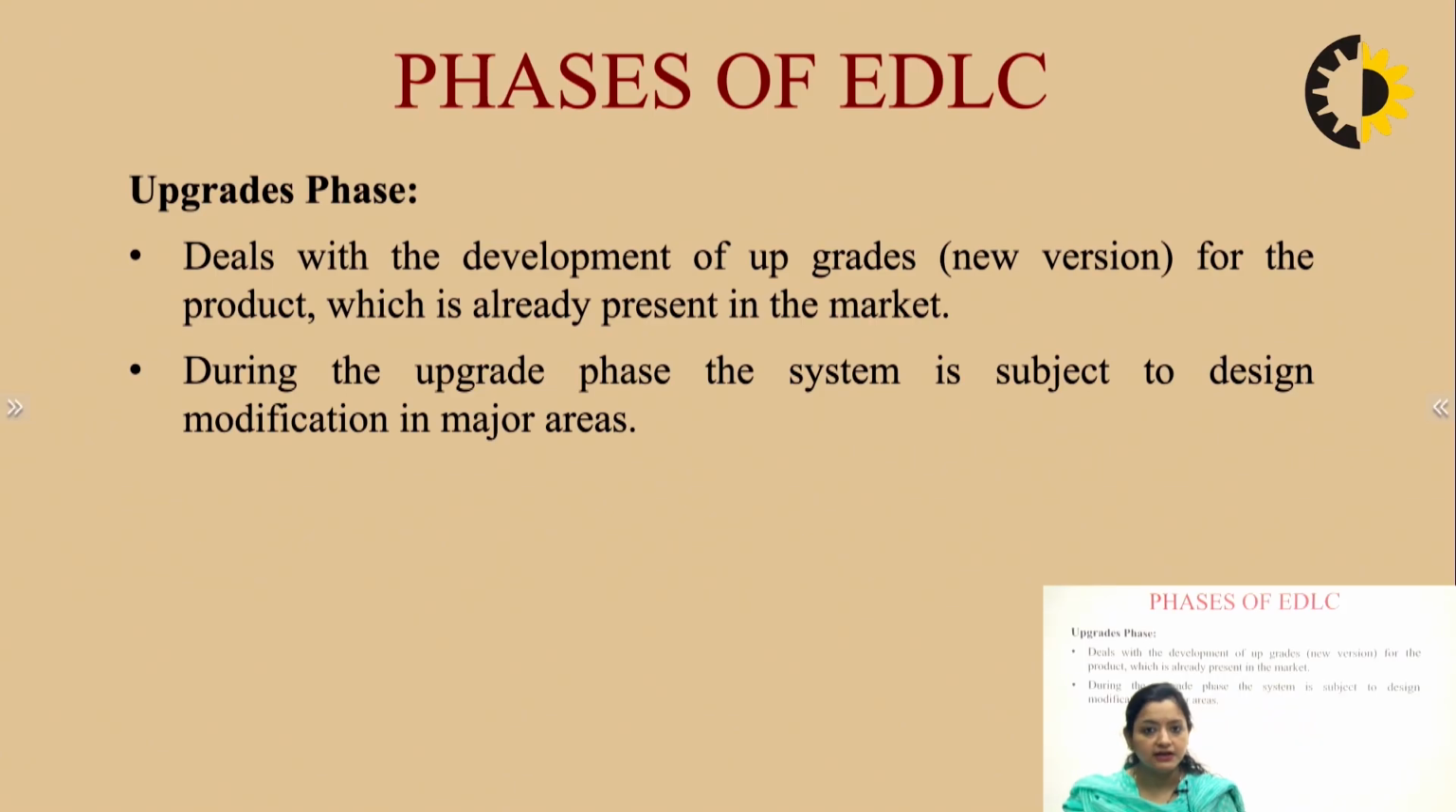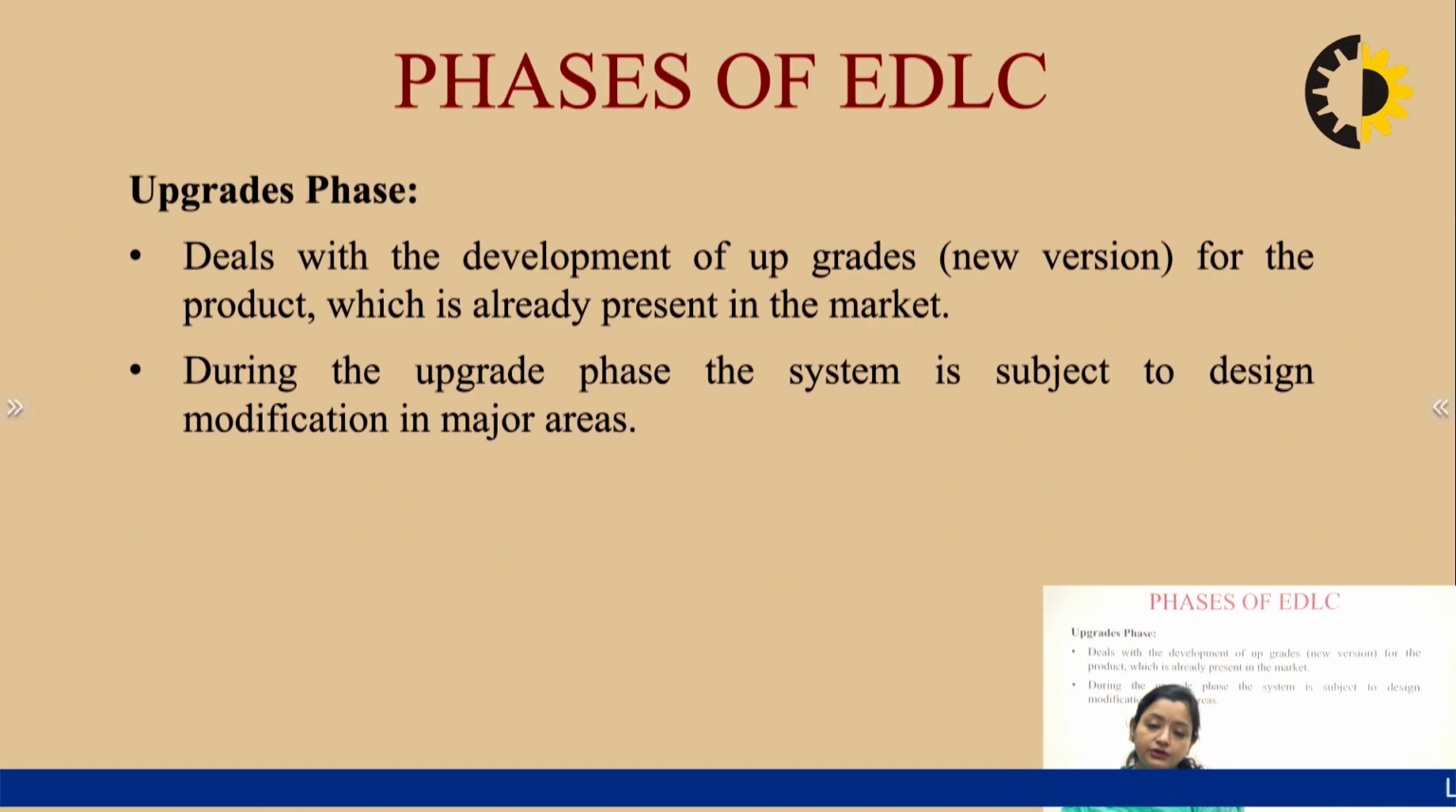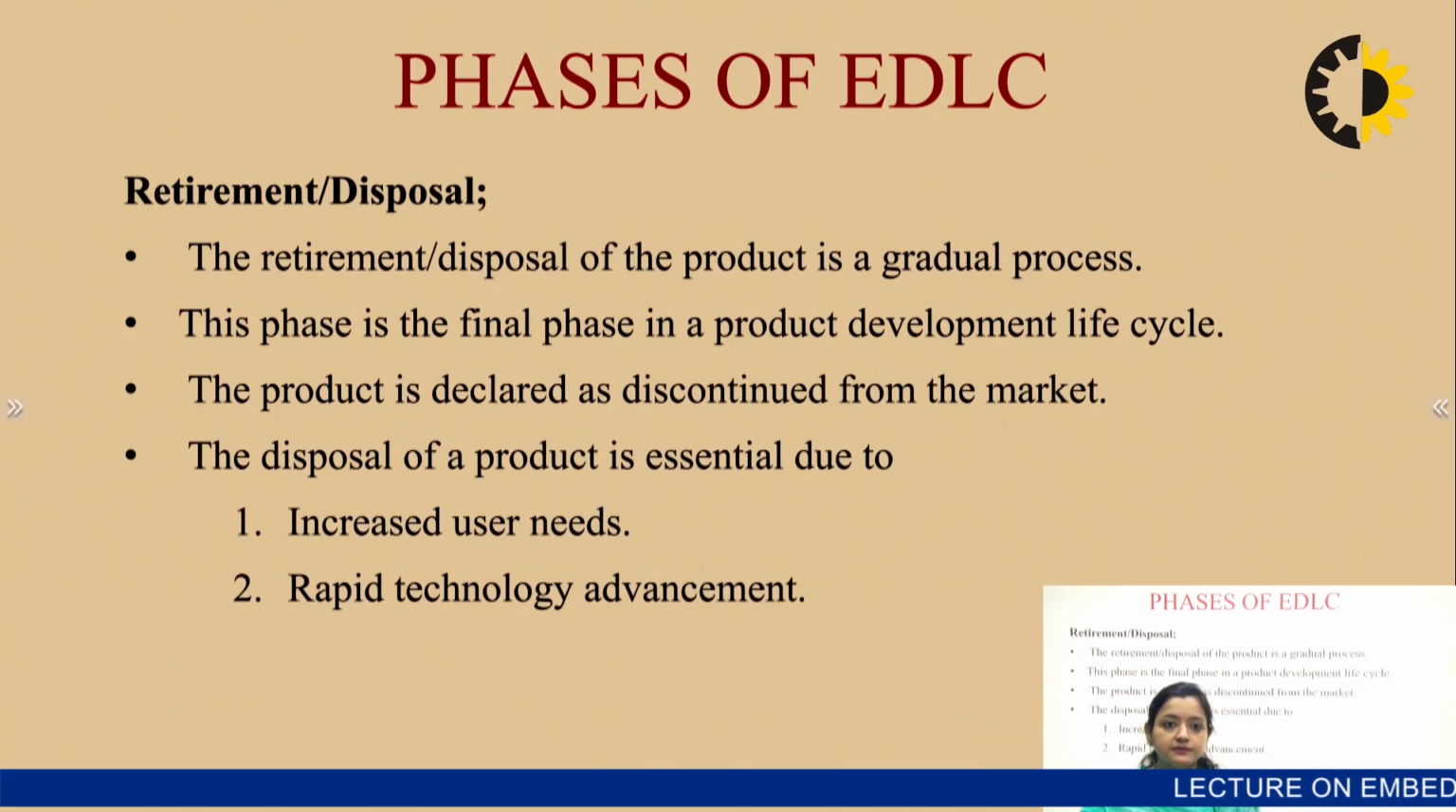So there might be some areas in the product, in the design, maybe in the software, maybe in the hardware part where you need to apply some upgrades. So this is the upgrade phase after the support phase. Then the final phase is called the retirement or disposal phase.